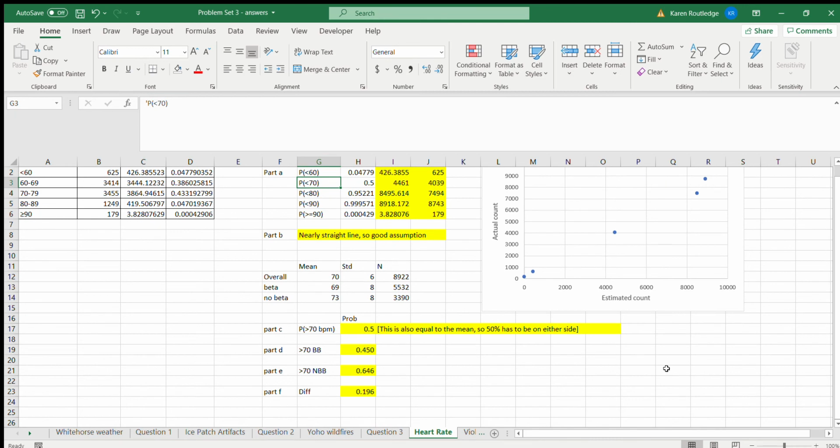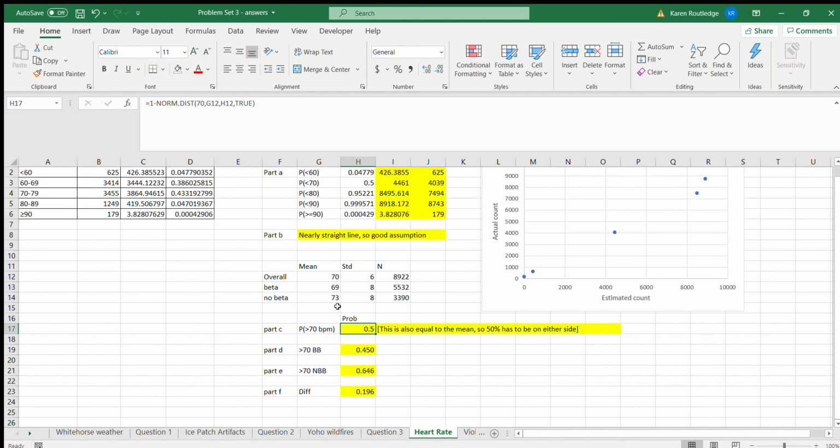In part C, we're asking for the probability of patients having greater than 70. Well, 70 is the mean. A normal distribution is symmetrical, so the mean has to be right in the middle. So we know just from that 50% of the population has to be less than and 50% has to be greater than the mean. So probability is 0.5. We could also use the norm.dist function like we did up here. Here I use the complement. So lots of different ways to do it, but 50% is the correct answer.